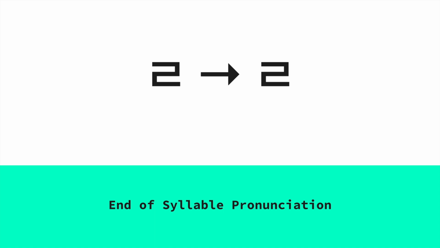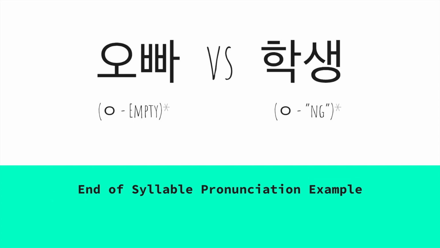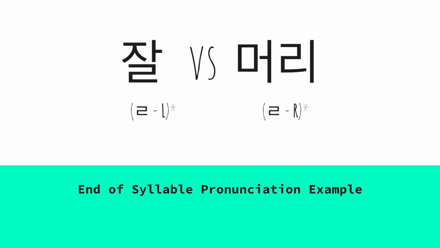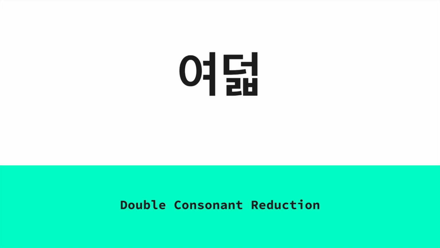Here we have 리을, and when it's at the beginning of the syllable, it sounds like L. And when it's at the end of the syllable, it sounds like 을. 갔다 versus 갔어요. 오빠 versus 학생. 잘 versus 머리.